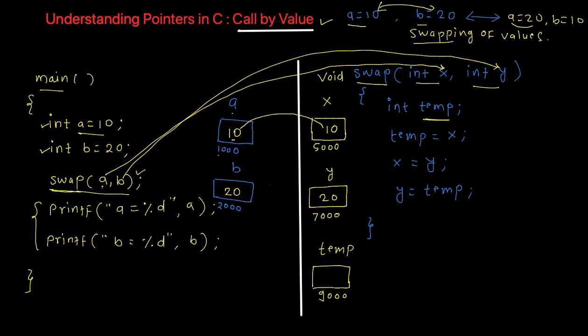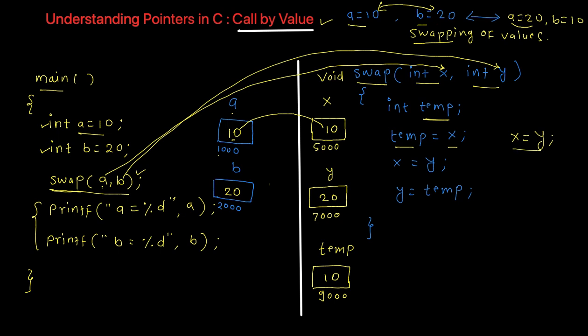Now what will I do? I want to swap 10 and 20. I'll copy the value of x into temp by saying temp is equal to x. The value of x is 10, which will come here. So x is copied into temp. Now I'll copy the value of y into x. That's what I want now: I want x to contain 20 and y to contain 10, but I cannot directly say x is equal to y.